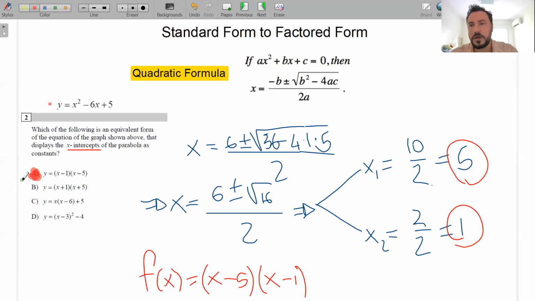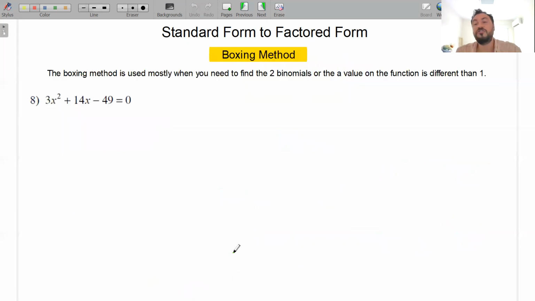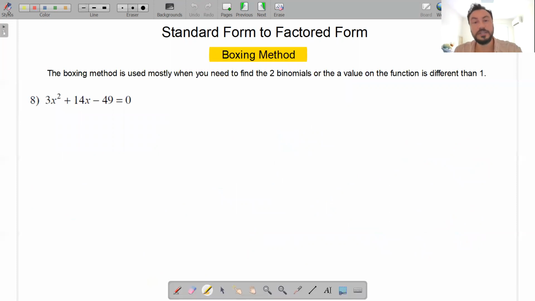C and D were not countable. We could have answered just between A and B, and we will answer A for the fact that we will switch the sign. Important. There is another method, which is the boxing method. The boxing method is an important method.